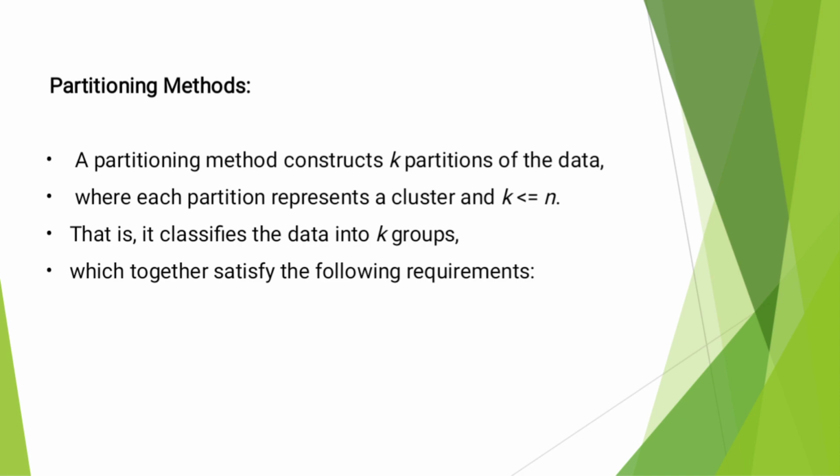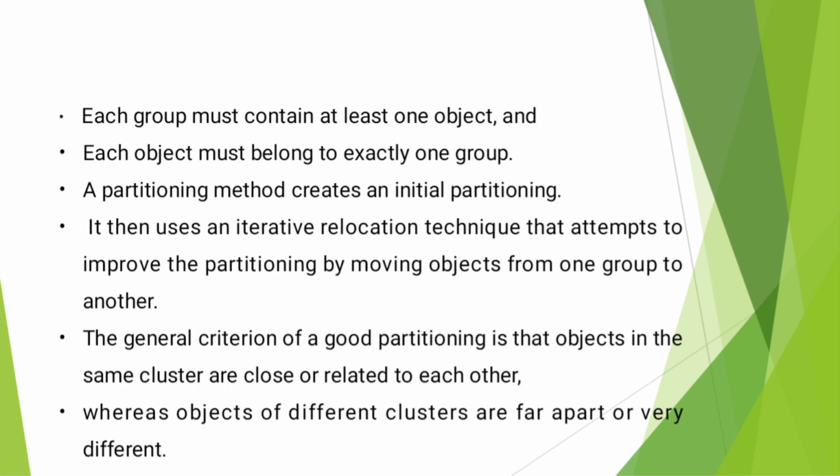Partitioning method. A partitioning method constructs k partitions of the data, where each partition represents a cluster and k is less than or equal to n. That is, it classifies the n objects of the data into k groups, which together satisfy the following requirements. Each group must contain at least one object, and each object must belong to exactly one group.